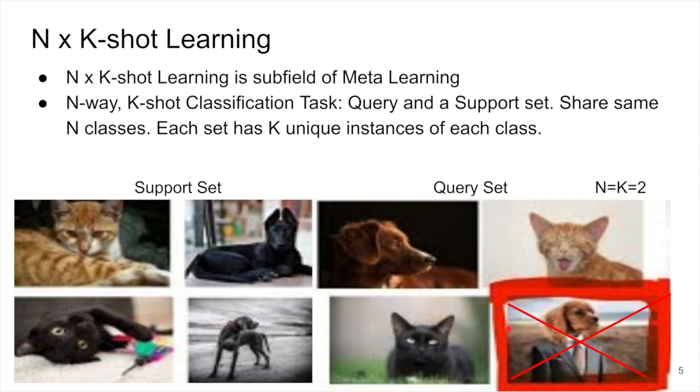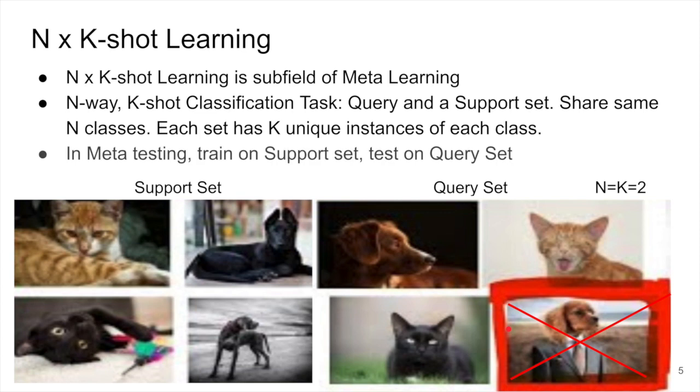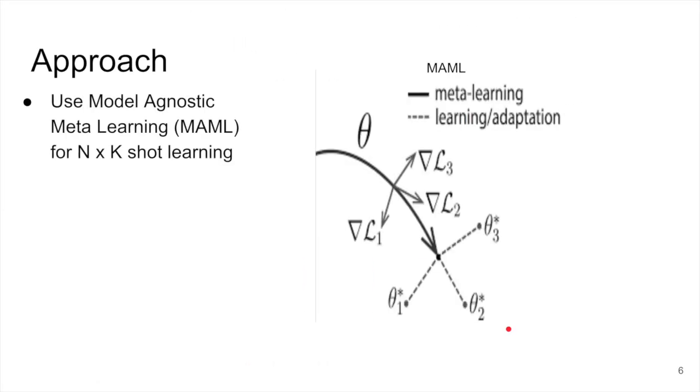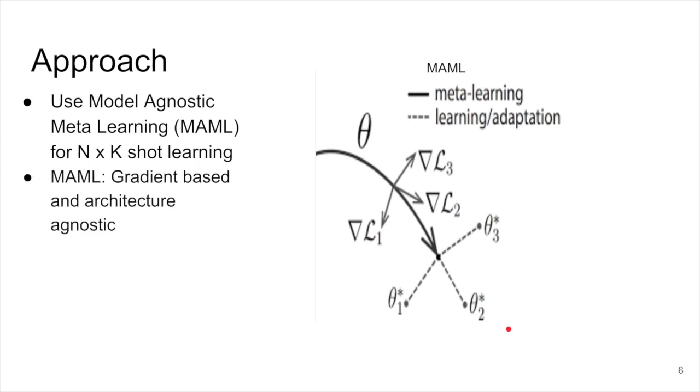In the picture, we see an example of a 2x2 shot classification task with cats and dogs where we get 3 out of 4 correct on the query set. In meta testing, we train on a support set and test on a query set. We choose to use the Model-Agnostic Meta-Learning algorithm, or MAML for short, to solve Few-shot classification as it is agnostic to model choice, allowing us to use complex, state-of-the-art point cloud processing architectures such as PointNet. MAML is model agnostic since it uses gradient steps to adapt itself, rather than needing architectural modifications to adapt as in many other meta-learning methods.